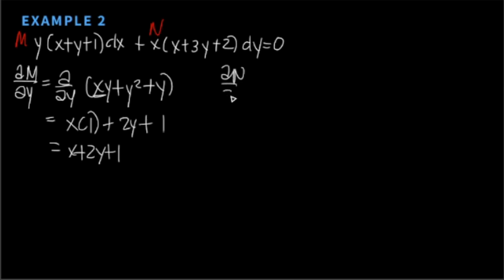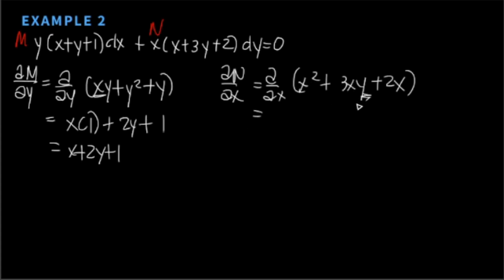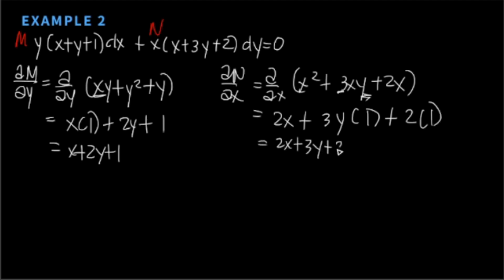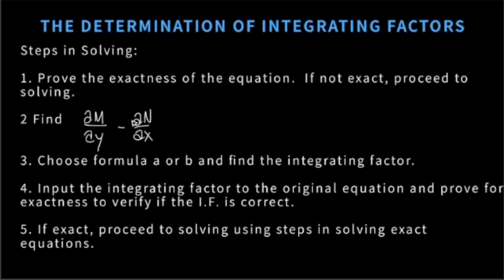Then, dn over dx natin is equal to d over dx. Distribute natin yung x dito. So, may siyang x squared plus 3xy plus 2x. So, in terms of x tayo differentiate, so ang y natin yung constant dito. So, that will be 2x plus y times 3y kasi constant din yung 3. So, 3y times differentiation ng x, that will be 1. Plus 2, constant siya. So, differentiation ng x is 1. So, that will be 2x plus 3y plus 2. So, ngayon, step 2 natin is find natin yung dm over dy minus dn over dx.